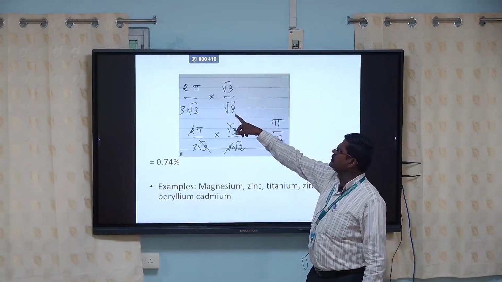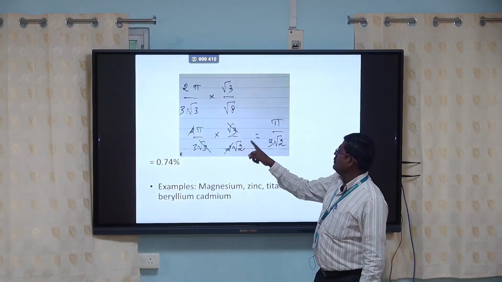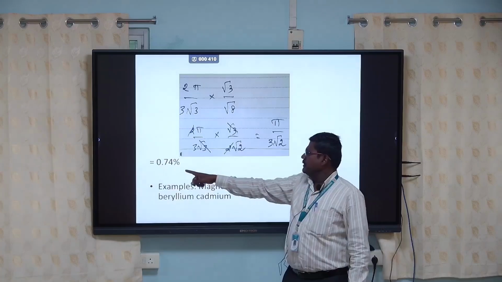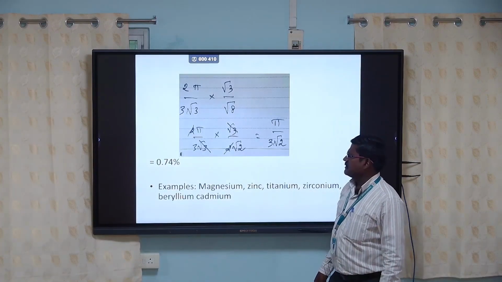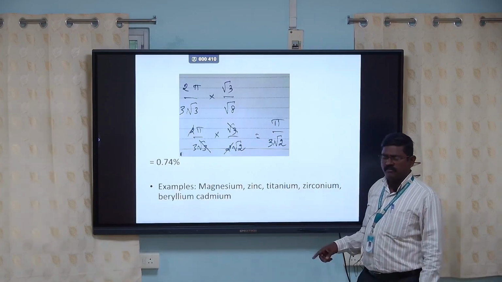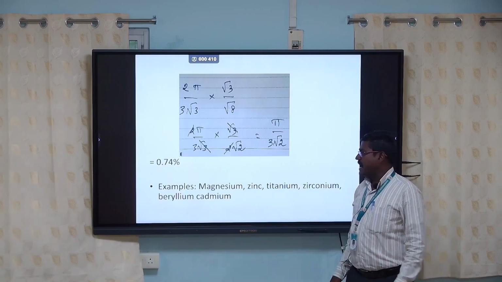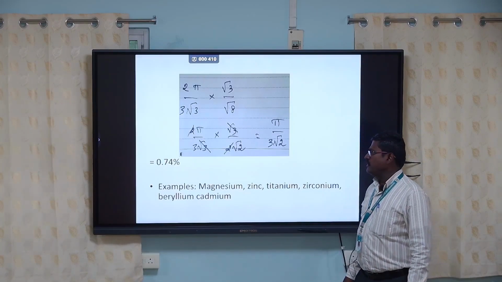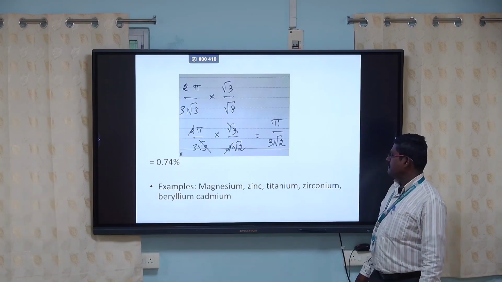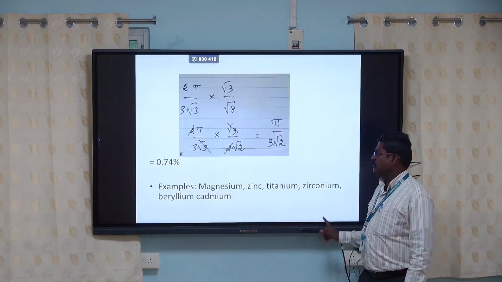We know C by A is root 8 by root 3, so A by C means root 3 by root 8. Substituting the values, we get the packing factor value as pi by 3 root 2, which is 0.74. 0.74 means 74%. 74% is the packing factor of HCP. That's why it is called hexagonal closely packed structure. Examples of HCP are magnesium, zinc, titanium, zirconium, beryllium and cadmium. Thank you.